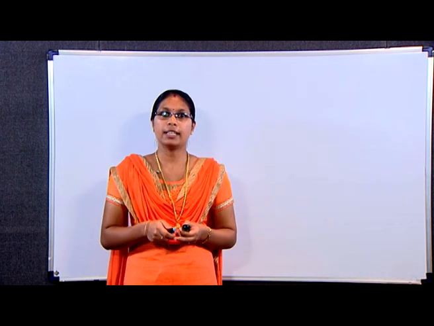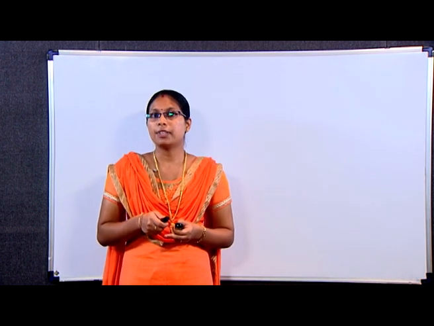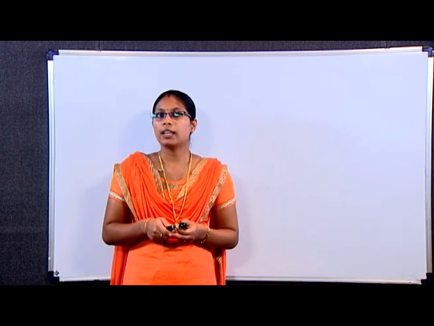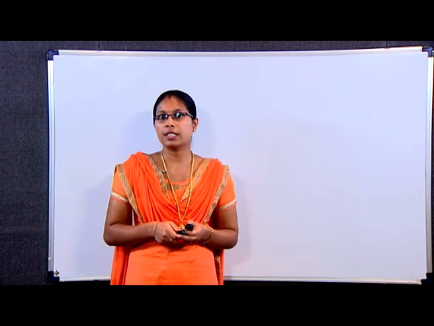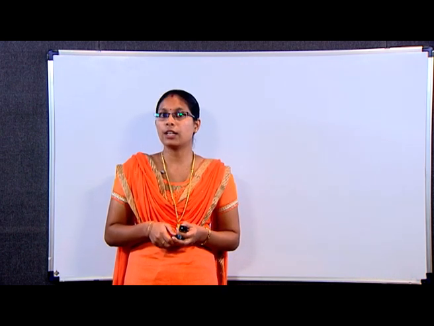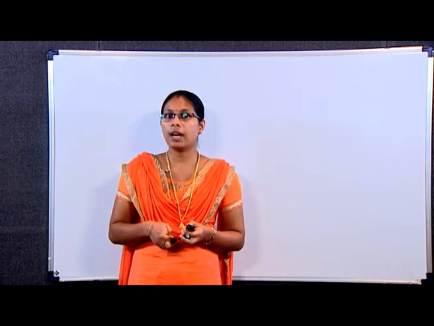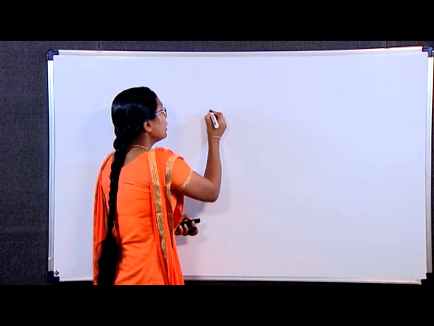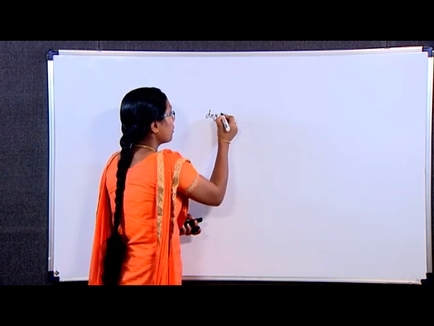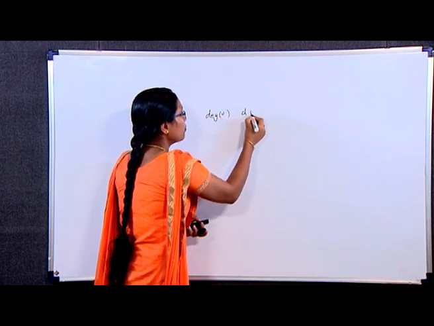Let G be a graph with a vertex set V and edge set E. Let V be a vertex of G. The number of edges incident with the vertex V is called degree of V and is denoted by deg of V or d of V.